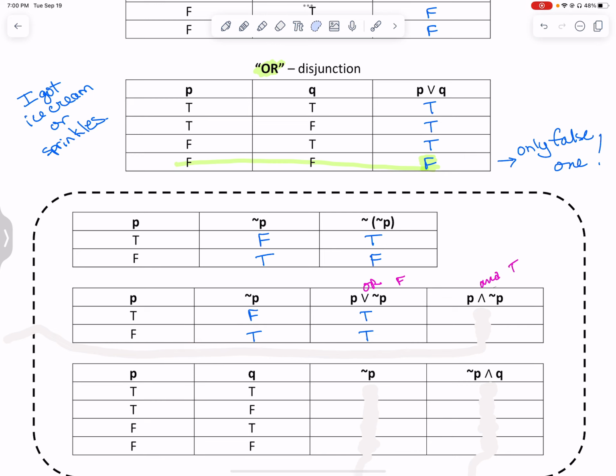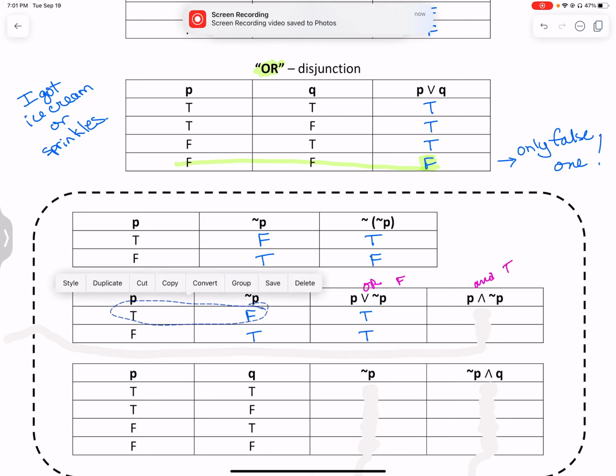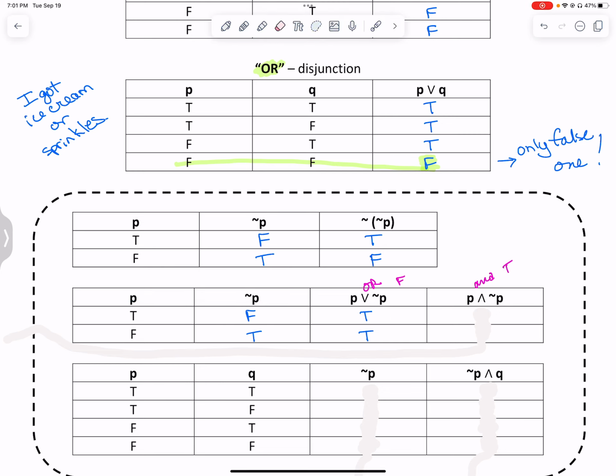Okay, now this is an and, right? Remember, and is only true when you have all truths. And once again, I have one true, one false, one true. So I don't have both. So that means they can't be true. So they're both false. All right.